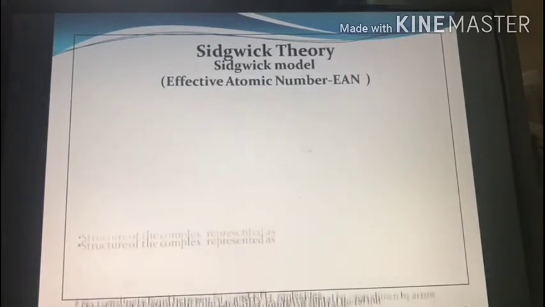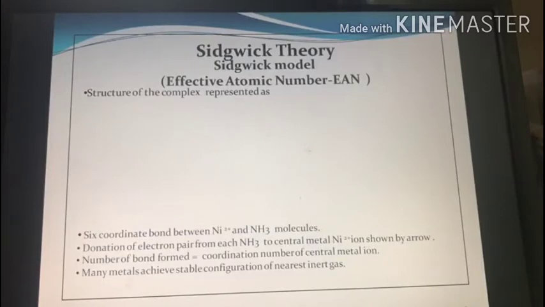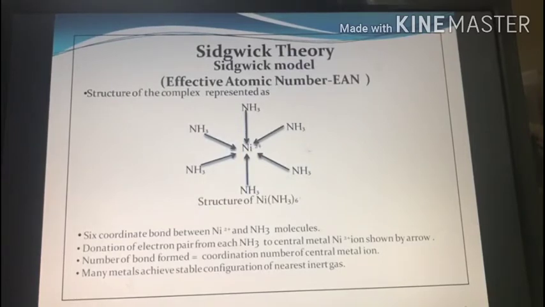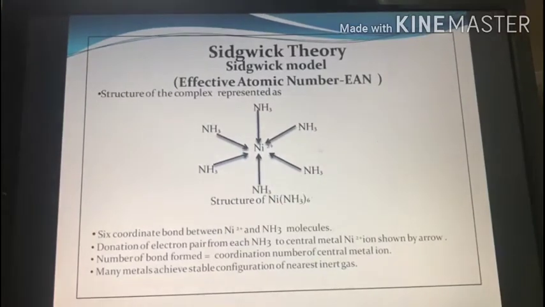Therefore, according to the Sedgwick idea, the structure of the complex hexamine nickel 2+ is as shown in the structure. Here we can see the formation of 6 coordinate bonds between nickel 2+ ions and 6 NH3 molecules. This coordinate bond formation takes place by the donation of an electron pair from each NH3 molecule to the central metal nickel ion.